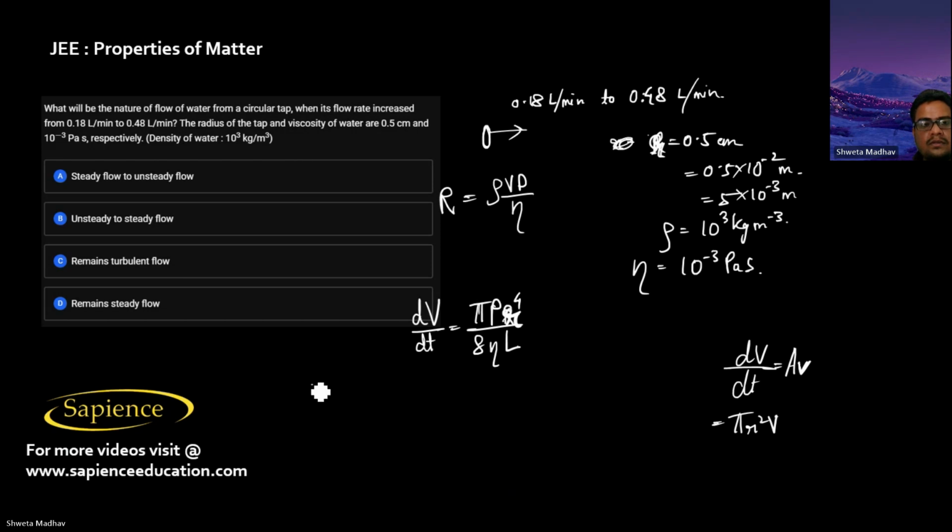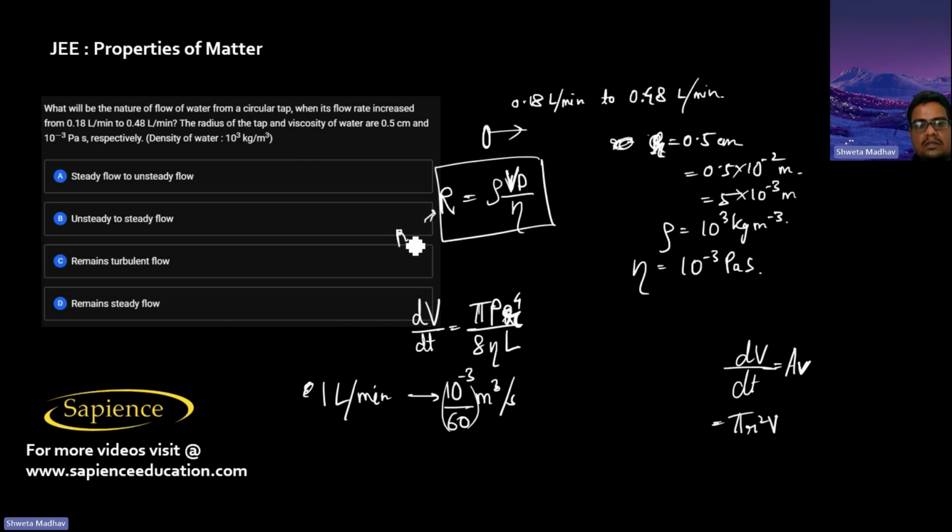Now, the volume flow rate that is given in liter per minute, but we have to convert it into meter cube per second. So now it means 1 liter per minute, I can say it is 10 power minus 3 meter cube, since 1 meter cube is 1000 liters, and that by 60. This much meter cube per second. So now, therefore, this is the volume flow rate in rho v d by eta, which is the Reynolds number.